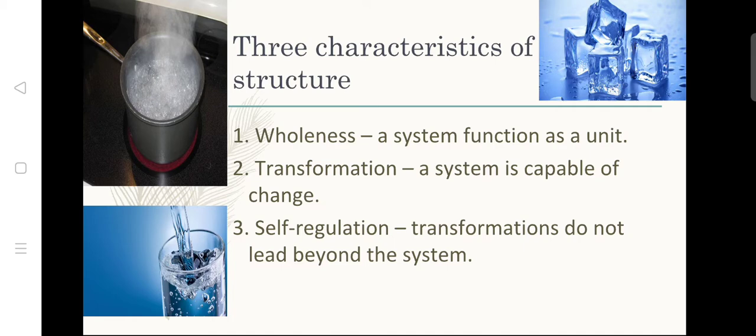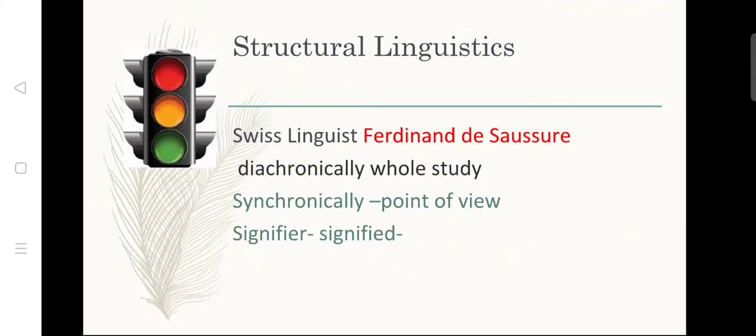It is self-regulation. We have to know three characteristics of structure. First one is wholeness, second one is transformation, and third is self-regulation. So structural linguistics is based on the Swiss linguist Ferdinand de Saussure, who is the first man who introduced four or five terms to literary criticism.